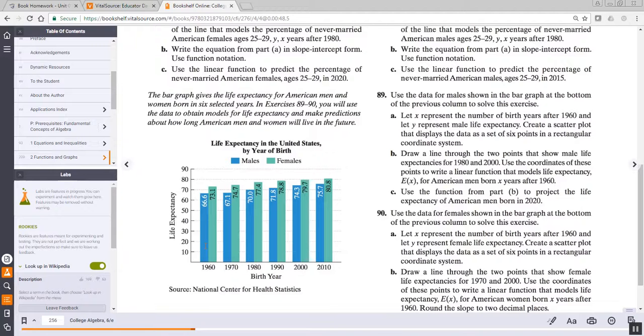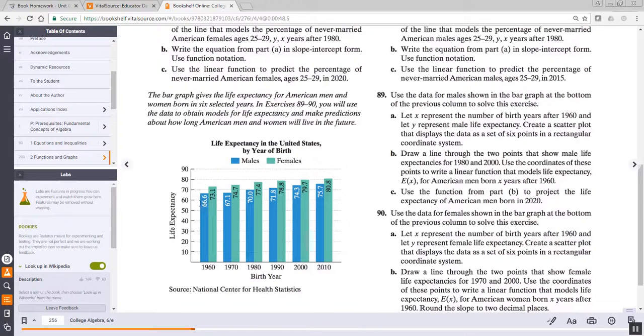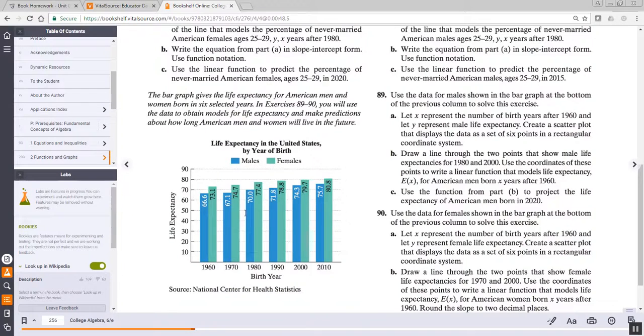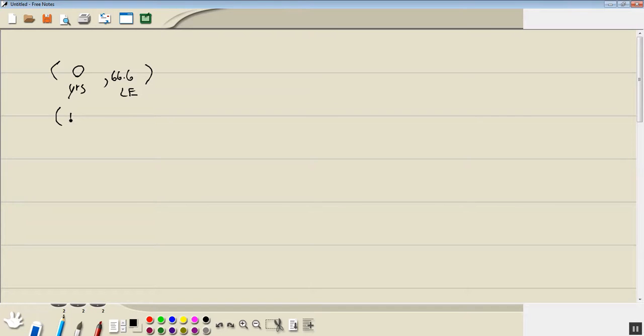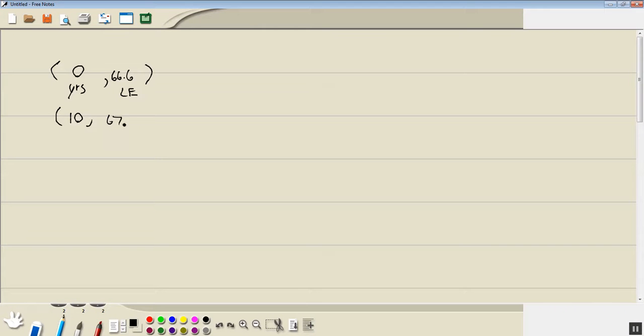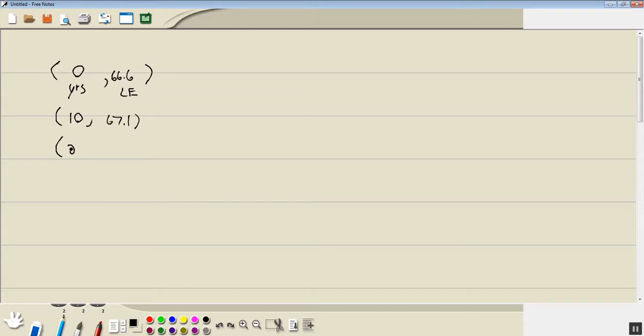Now our first bar here is 1960. The number of years after 1960, 1960 minus 1960, is 0, and life expectancy looks like 66.6. So that's our first point. Now the next year is 1970. 1970 minus 1960 is 10, and it looks like it's 67.1. 1980 minus 1960 is 20, so that'd be 20 comma 70.